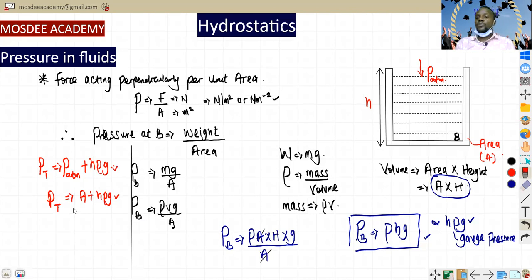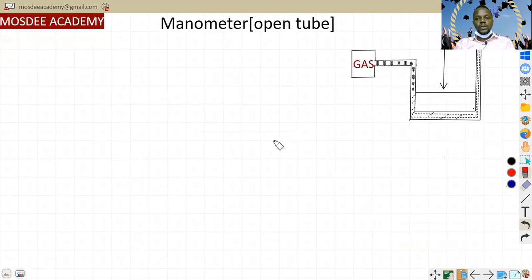So guys, we move quickly to the next slide to discuss the next one, which I believe we are following. Let's move on to the next slide. Now, on the next slide, we have a manometer, which is an open tube manometer.